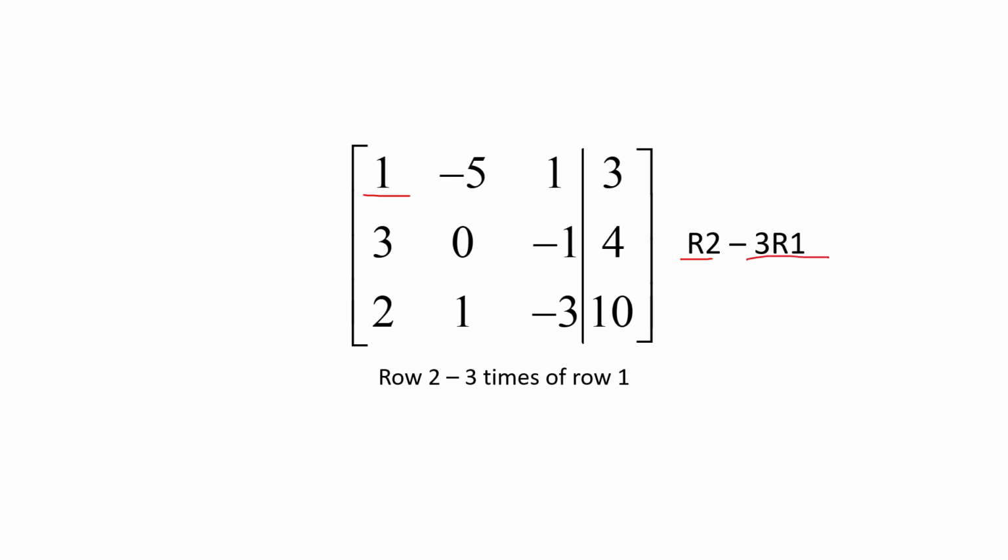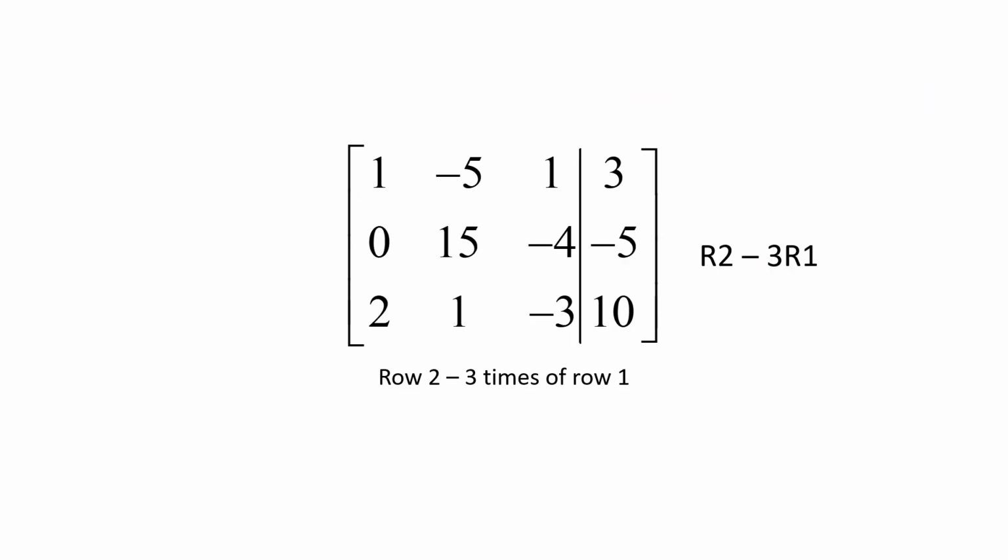So now if I perform that operation, I'm going to get 3, 0, negative 1, 4, minus 3, and then the matrix 1, negative 5, 1, 3. So when I do that subtraction, I get the following answer in row 2. Now my row 2 has become 0, 15, negative 4, and negative 5. Notice that this 0 in front is the key, because that allows me to move on to my next step in Gaussian elimination. So I can do this with row 3 as well.